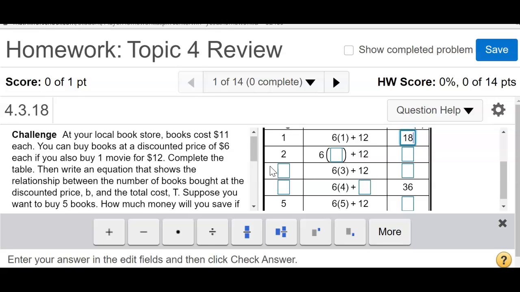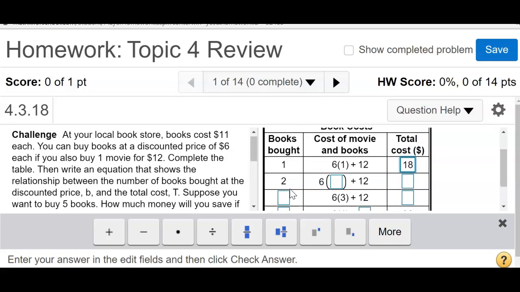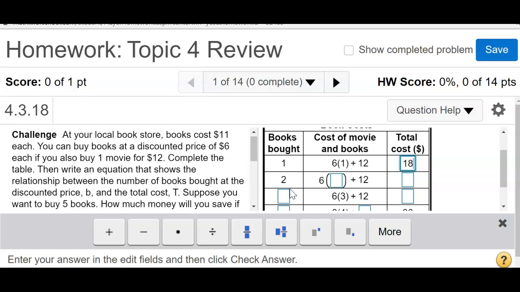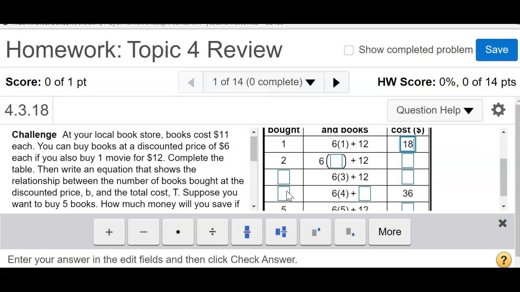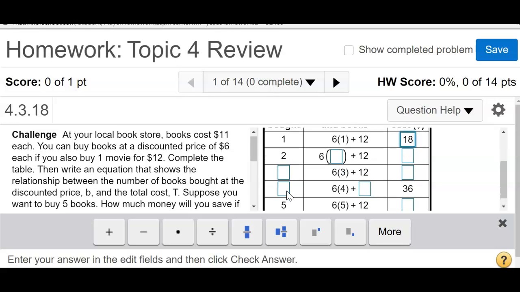Yes. Okay. What I want you to do is make a table, the number of books, B, is on the left, and T is on the right of an XY table. And I want you to fill out for 1, 2, 3, 4, and 5 books. So that's completing this chart off here to the right.